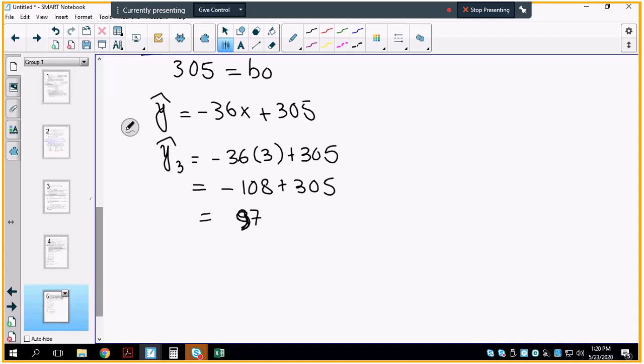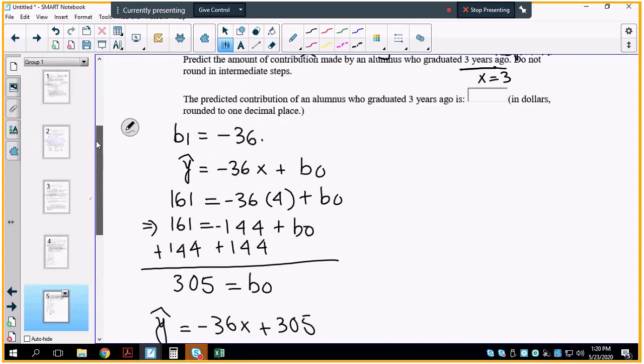So this is 197. That answers my question. So I will go ahead and say that the predicted contribution of an alumnus who graduated 3 years ago is $197, rounded to 1 decimal place. I mean, we didn't round anything, but that's the final answer to the question.